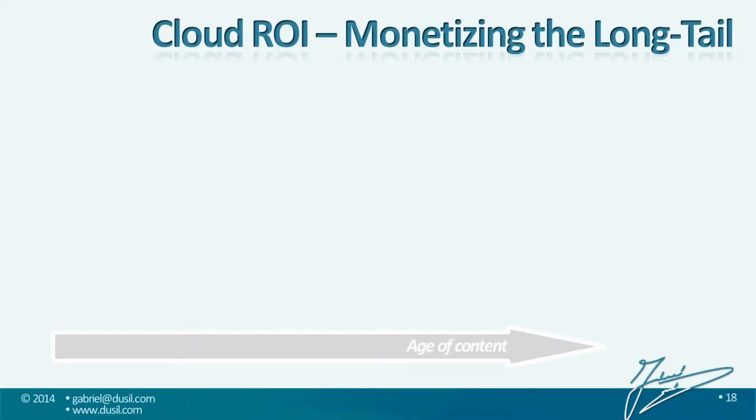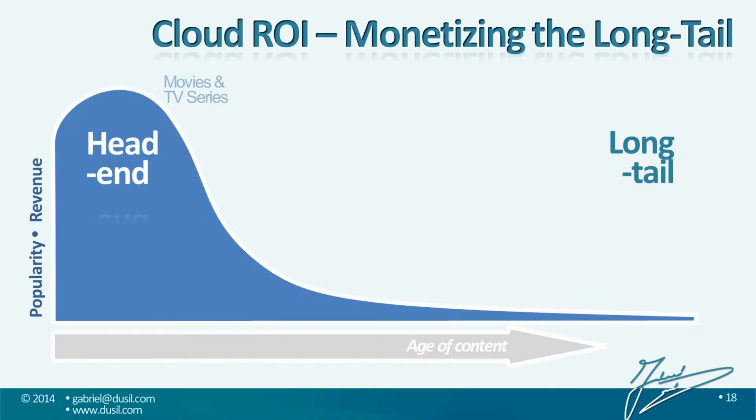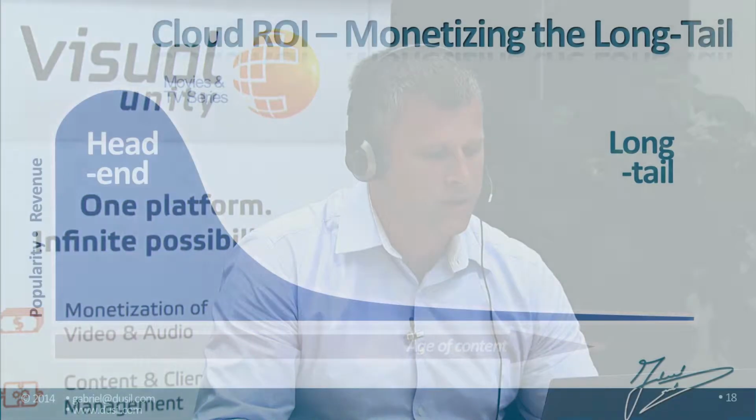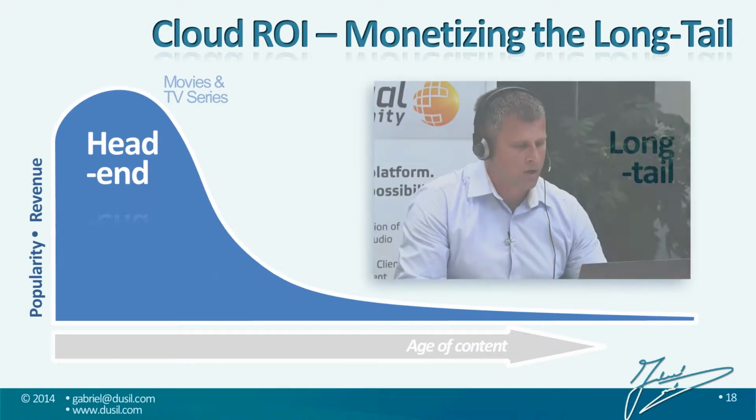Another thing that I want to look at is really the monetization of the long tail. And long tail discussions are quite important in the context of OTT. This is a graph that shows popularity and revenue and how, for example, a movie and TV show has a very big revenue potential in the first opening weekend and several weekends after that, but then has this exponential decay as it progresses through time.